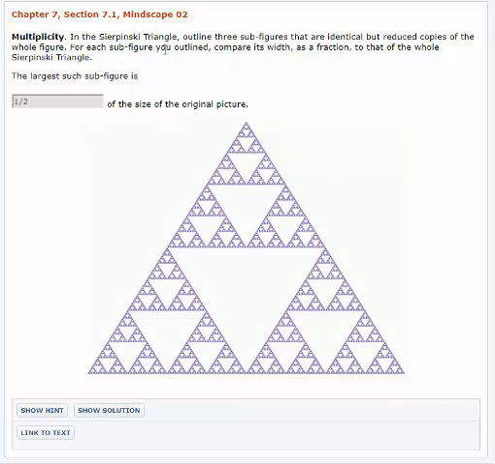For each subfigure you outline, compare its width, so this is our width, as a fraction to that of the whole triangle. If you look here, the width of just this one compared to the width of the entire triangle looks like roughly 1/2 of the original size, or the original picture here.